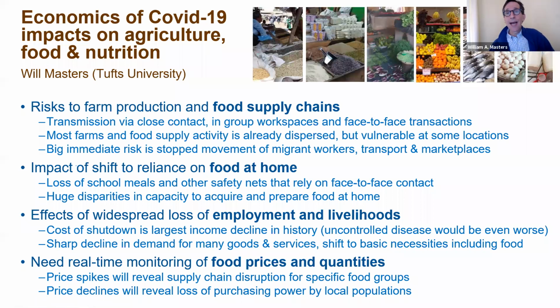On the economic side, I think we can step up with much more sophisticated, careful monitoring of food prices, because that will allow us to detect quickly when there's a supply chain disruption, or when there's a price decline that's due to a collapse in income or purchasing power. So I hope that all of you are able to keep an eye on some of these economic factors and take them into account as you do your work.